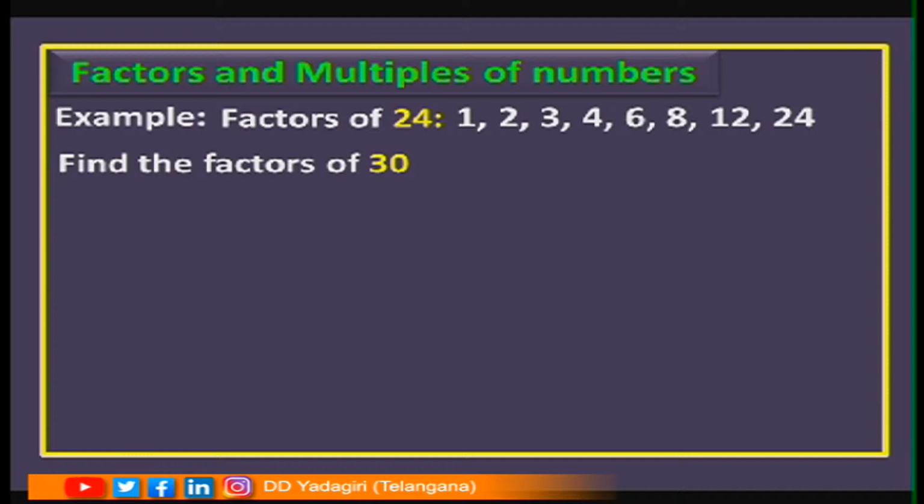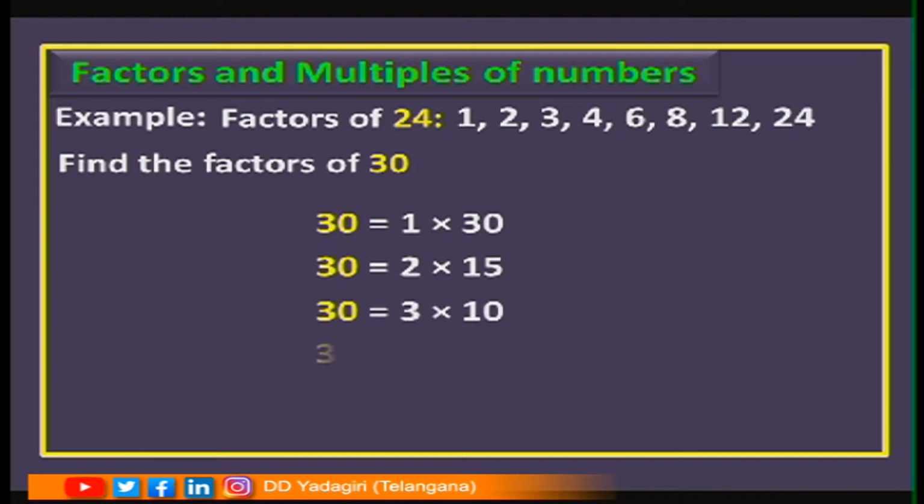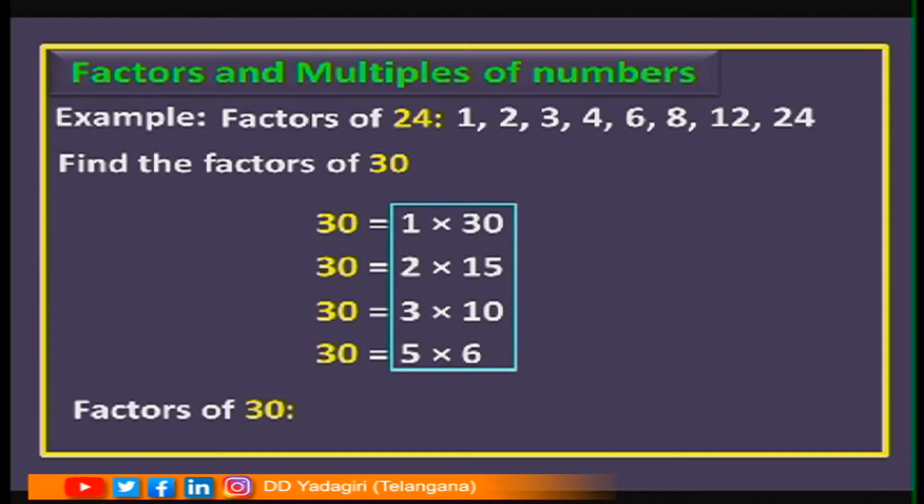Now, take a look at another example, children, that is factors of 30. Again we write 30 as shown: 30 is equal to 1 into 30, or 2 into 15, or 3 into 10, or even we can write it as 5 into 6. Again, what will be the factors here, children? Yes, you are absolutely right. That is 1, 2, 3, 5, 6, 10, 15 and 30.